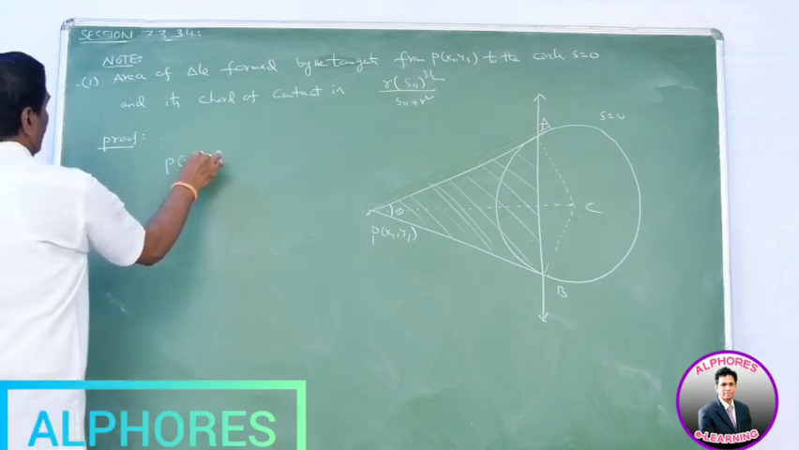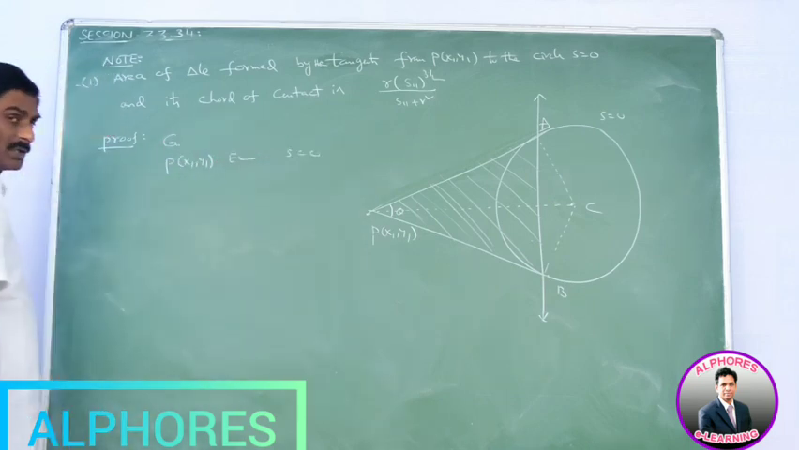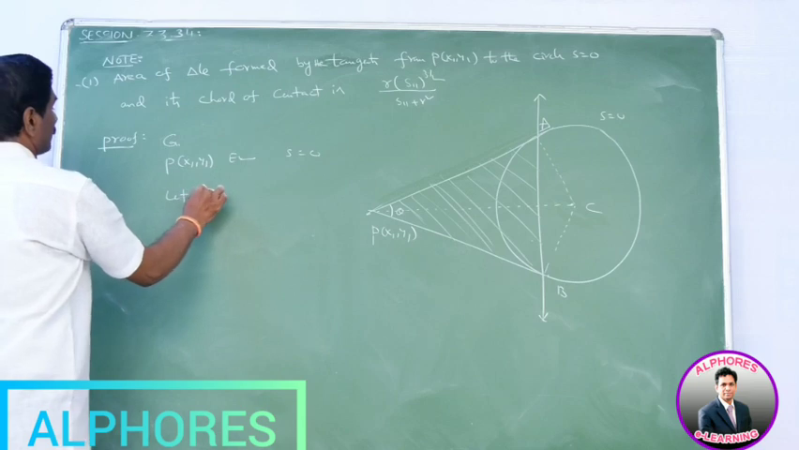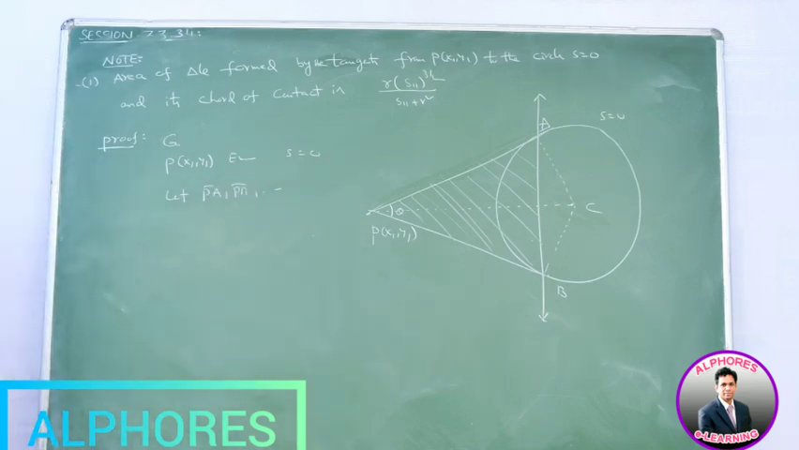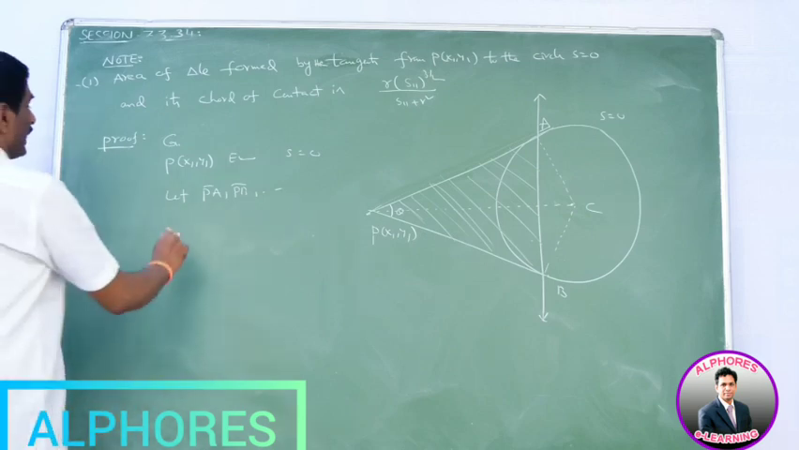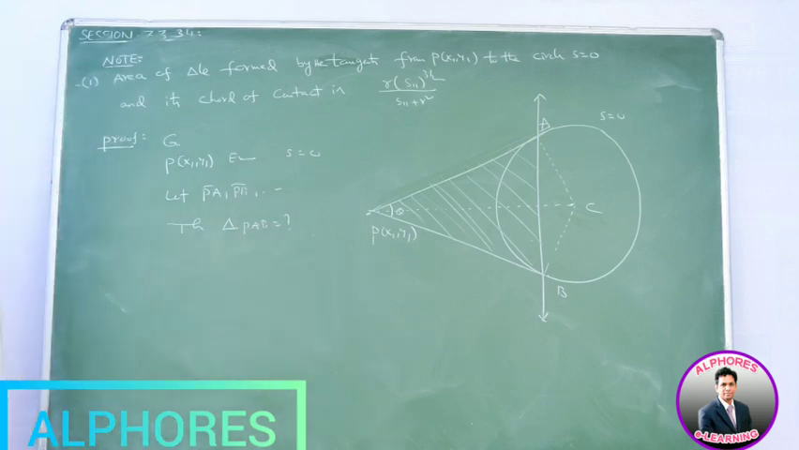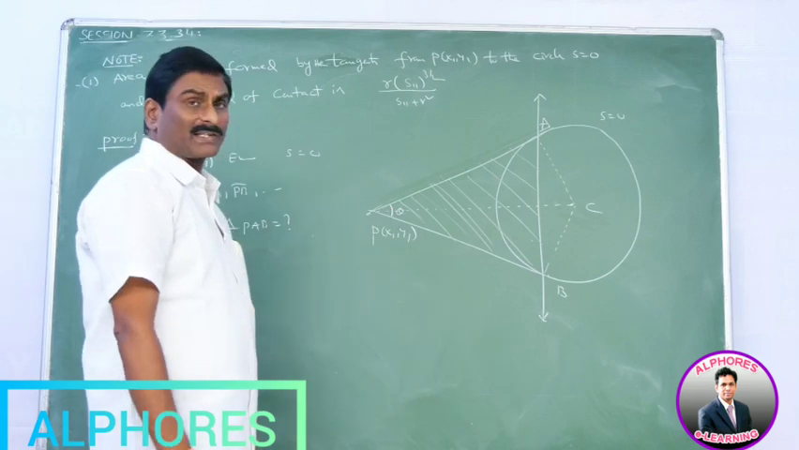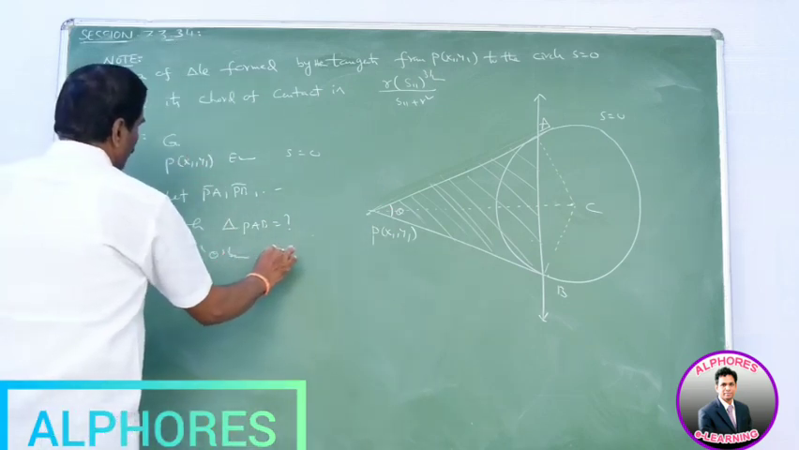P(x1, y1) is an exterior point with respect to the circle S = 0. Let PA, PB be two tangents from P to the circle S = 0. Then we find the area of triangle PAB. Required area is this value. Let theta be the angle between these two tangents.